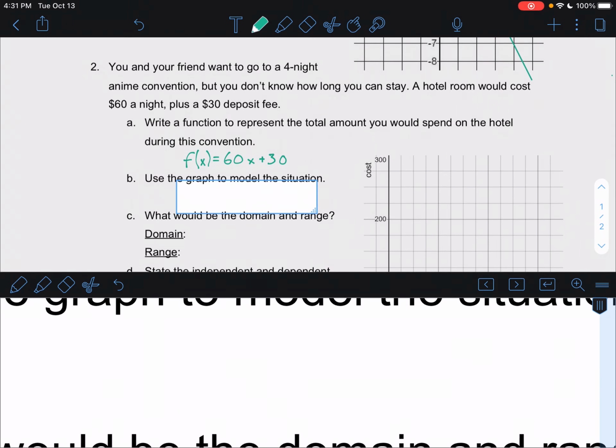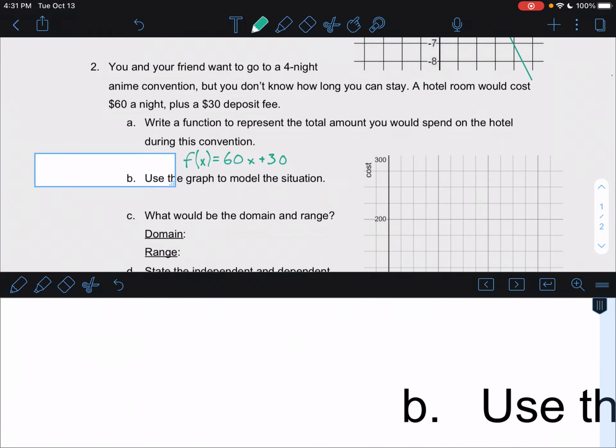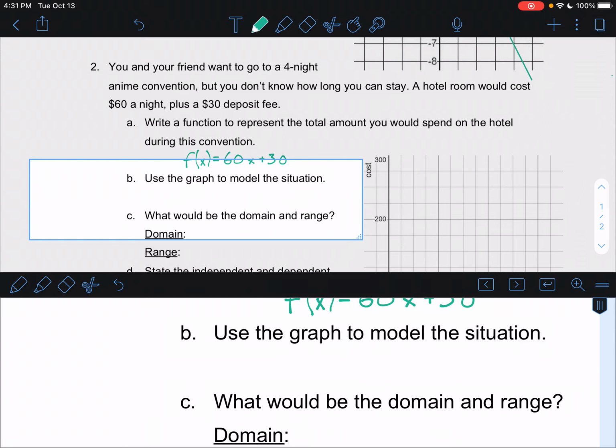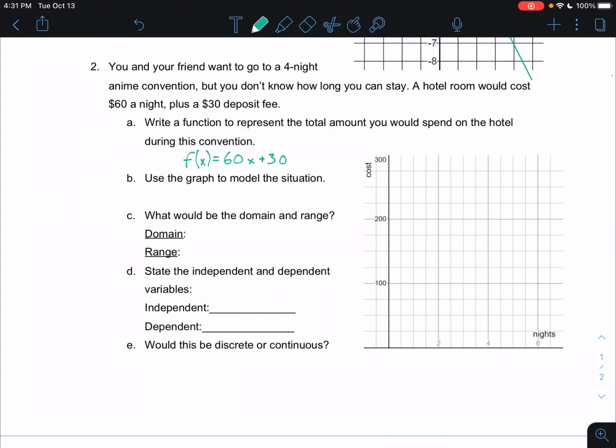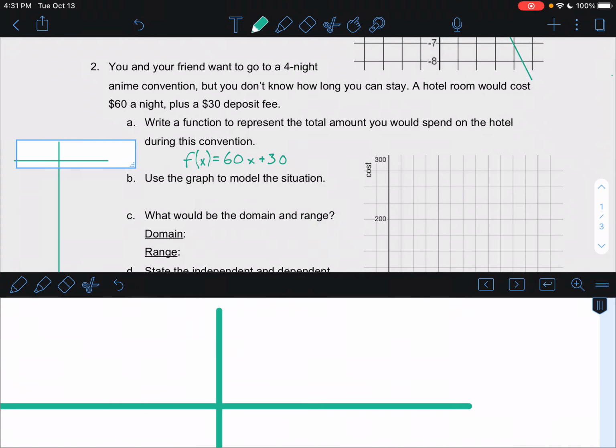So it says use the graph to model the situation. But I don't have any data points here, so I can make some. I'll come over into the sidebar here, and I got x and y, or I guess x and f of x.